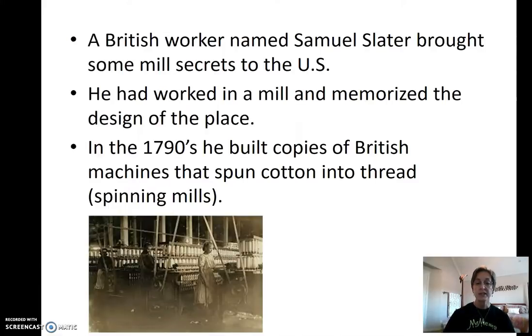So in 1790, he came to the United States and built copies of those British machines over here in the United States. Those are spinning mills. They don't weave the thread into cloth. They just pull the fiber, the wool fiber or the cotton fiber, into thread that then can later be made into cloth. As you'll see, he ends up putting it all in one place, but not yet.